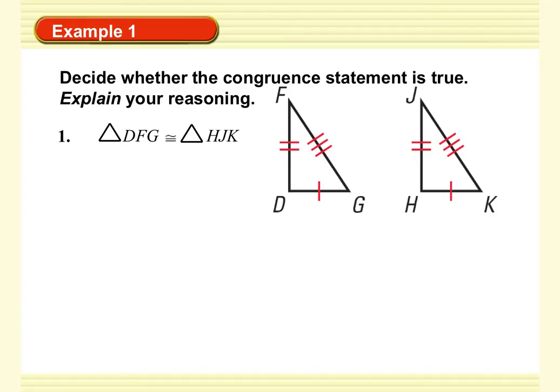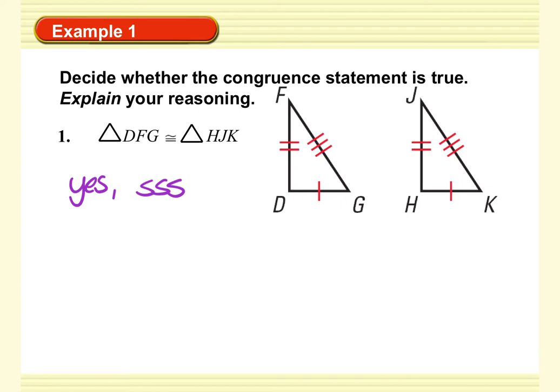So example 1 says to decide whether the congruent statement is true, and then explain your reasoning. So if I look at these 2 triangles, it says DFG is congruent to HJK. Is it true? Yes, and the reason, SSS, side, side, side.